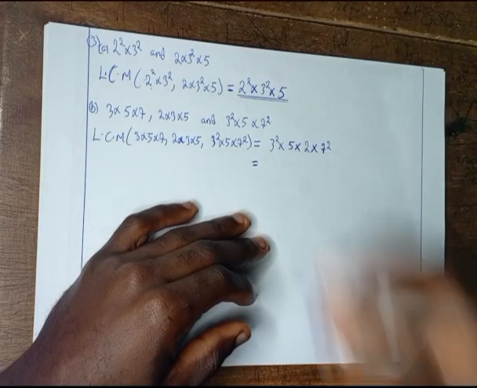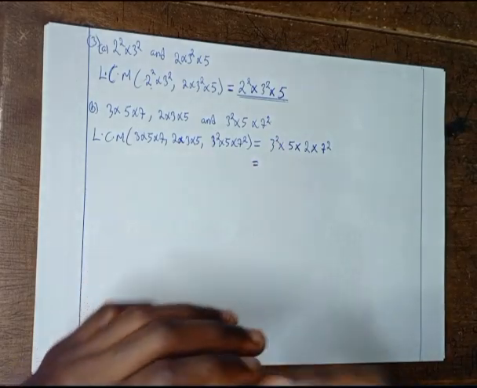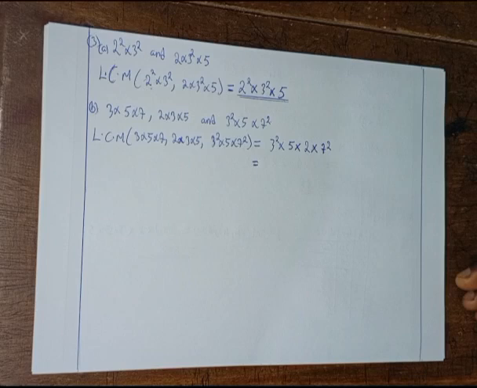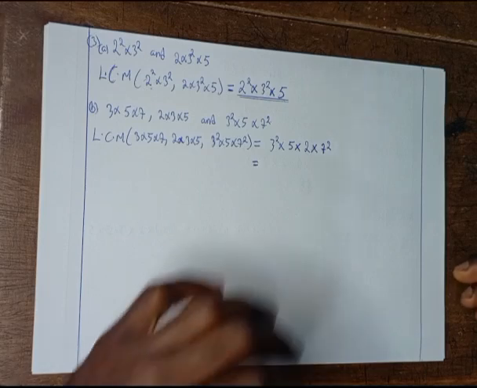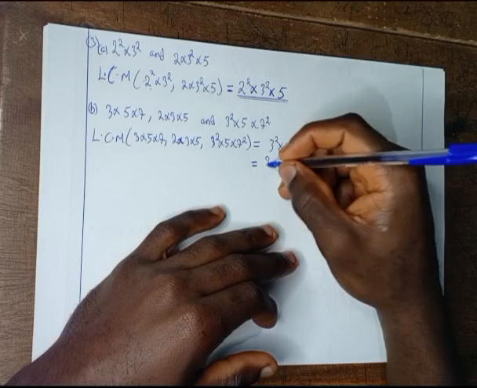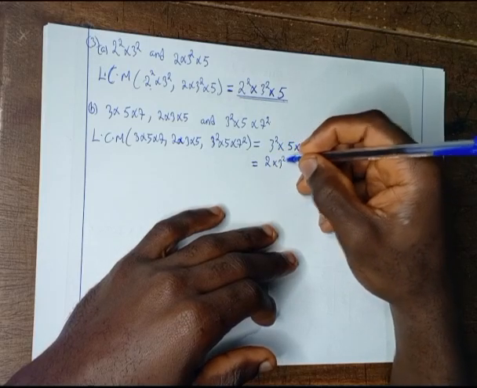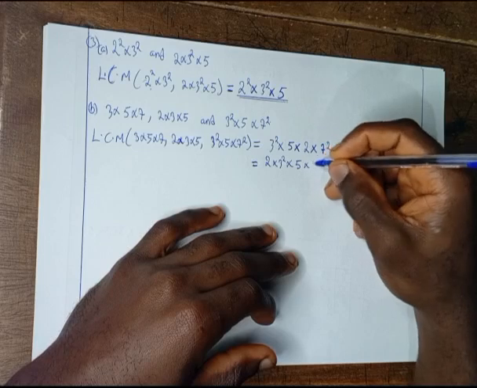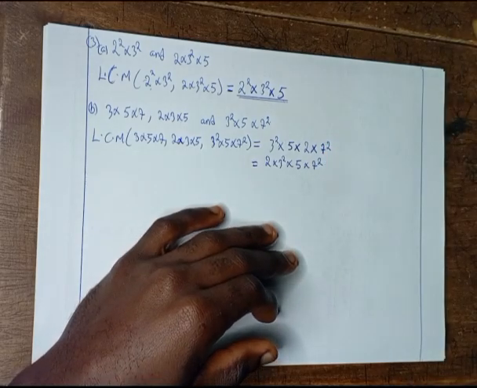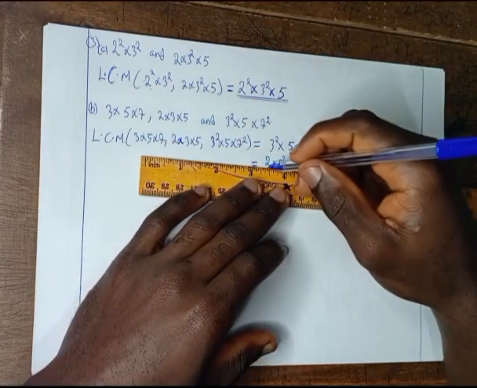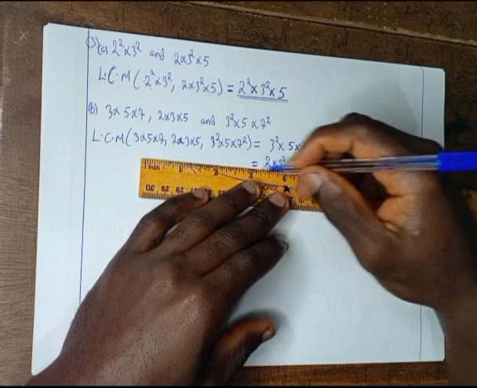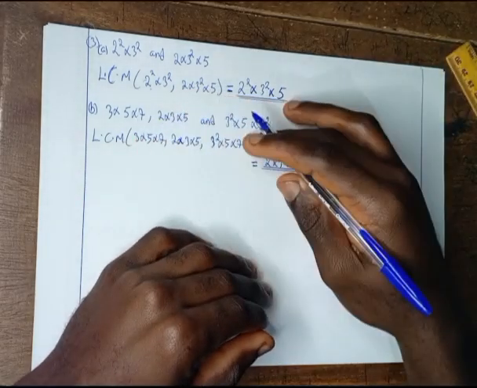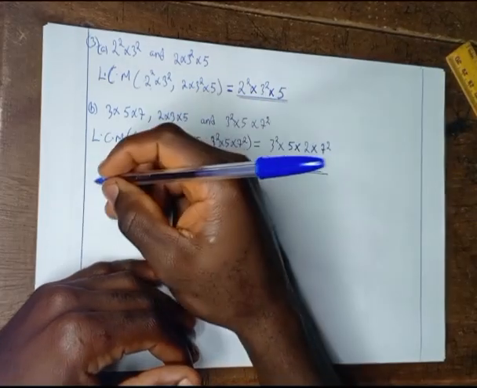So this will simply be equal to, we are going to arrange the product in such a way that the prime factors are in ascending order. That means from the smallest to the biggest. So we have 2 times 3 raised to the power 2 times 5 raised to the power 1 times 7 raised to the power 2. So this is the LCM of the three numbers. We go now to C.